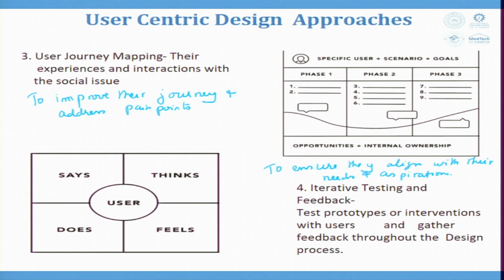This is iterative testing and feedback. So, you can see here phase 1, phase 2, phase 3. Then you talk about opportunities, internal ownership. Then the iterative test and feedback: test prototypes or interventions with users and gather feedback throughout the design process. We do it. So, there are maps like this and you are supposed to use those maps.